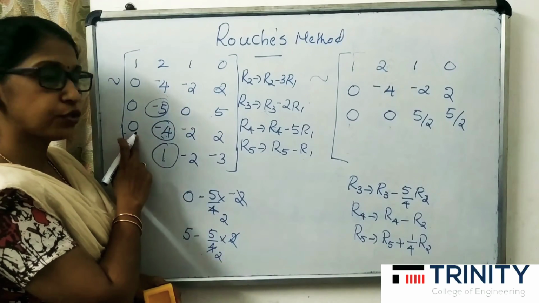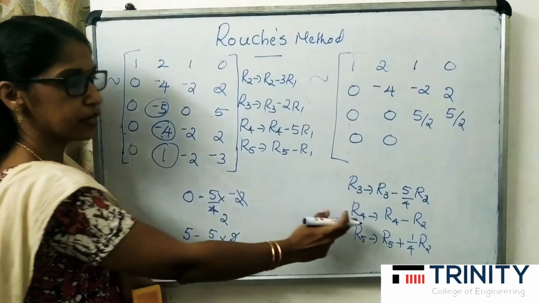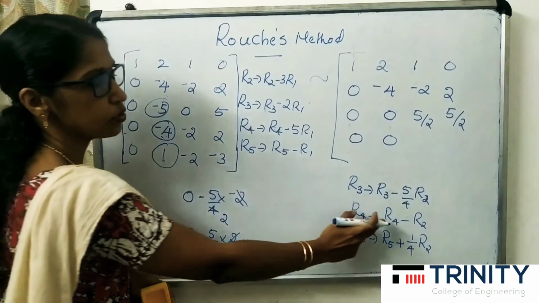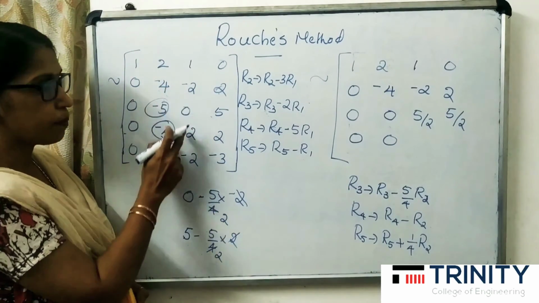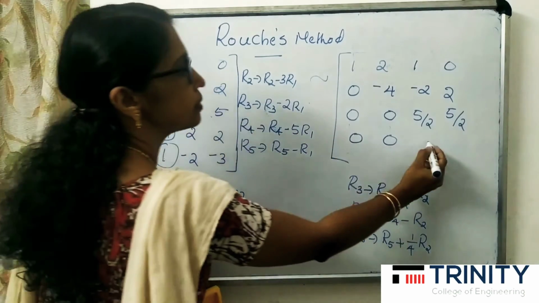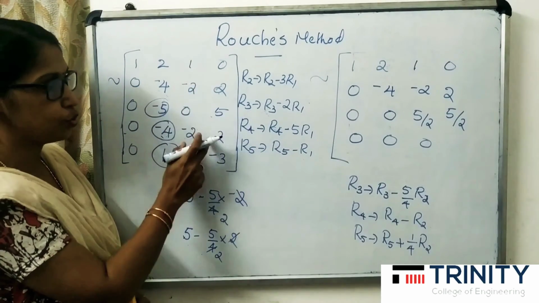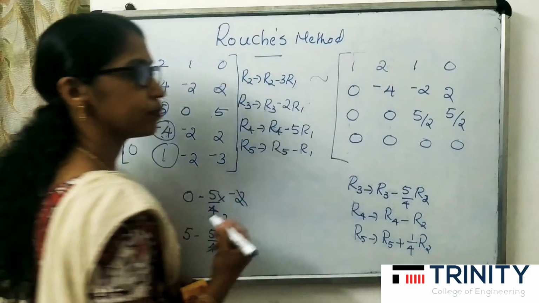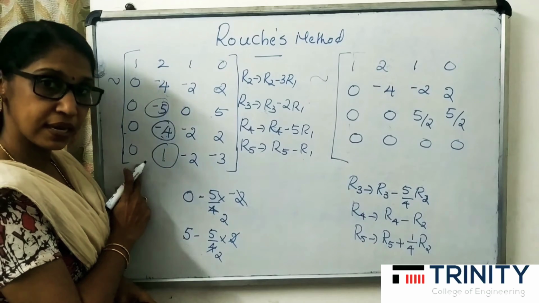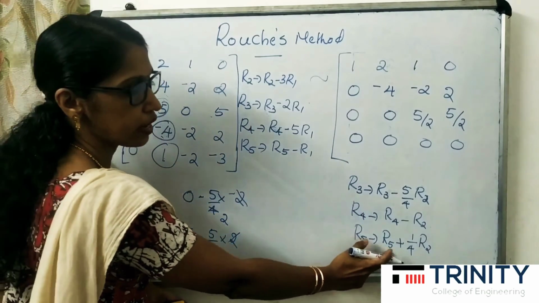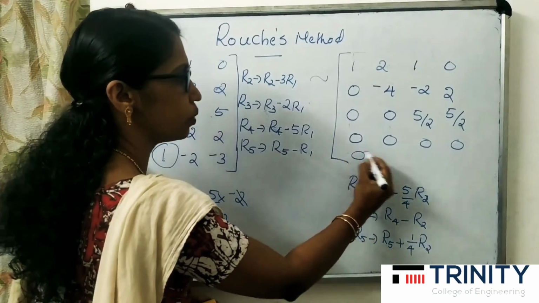Now coming towards the fourth row. Here these two elements I am writing 0. This becomes 0 by this transformation. Now here, what is the transformation? R4 minus R2. That is minus 2 minus minus 2. Minus 2 plus 2, that is 0. Here 2 minus 2 is also 0. So that row completely becomes 0. Now coming towards the last row. What is the transformation? R5 plus 1 by 4 R2. So this element is 0, this element becomes 0.